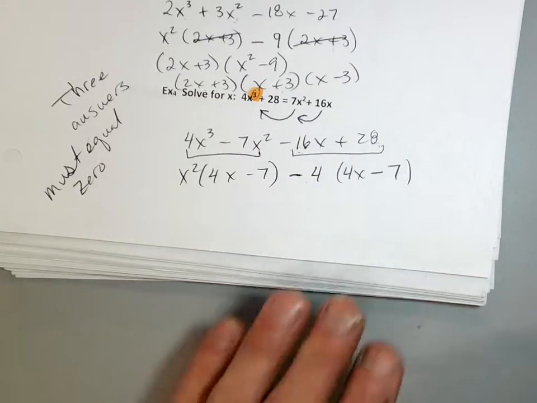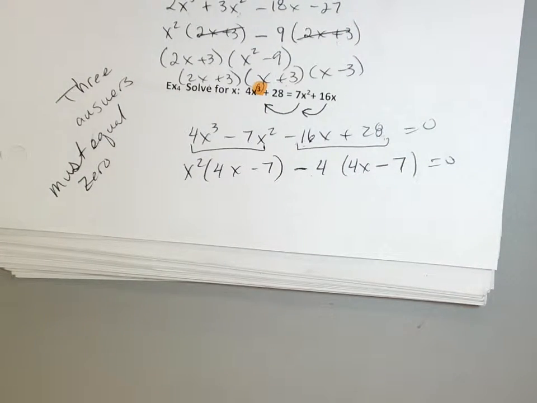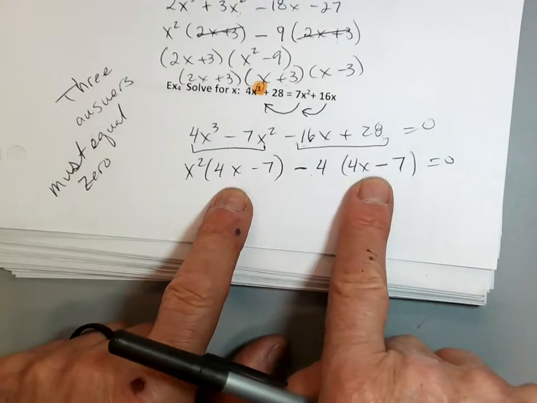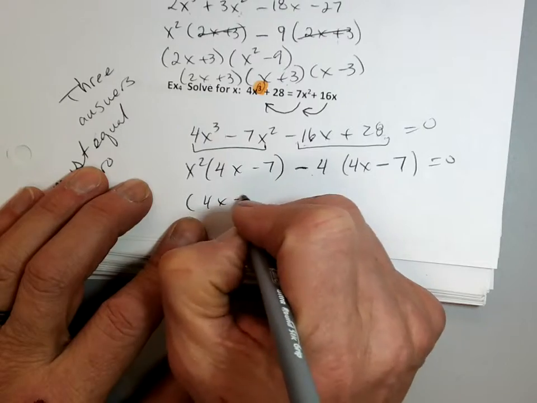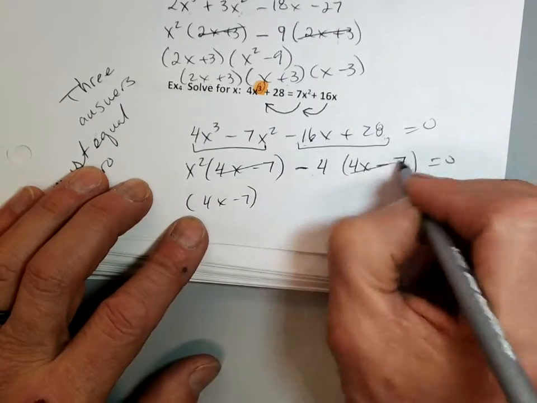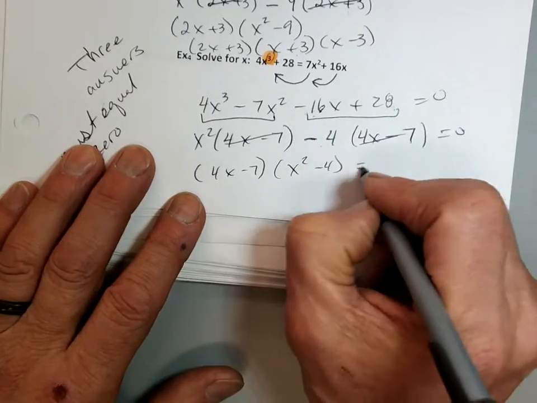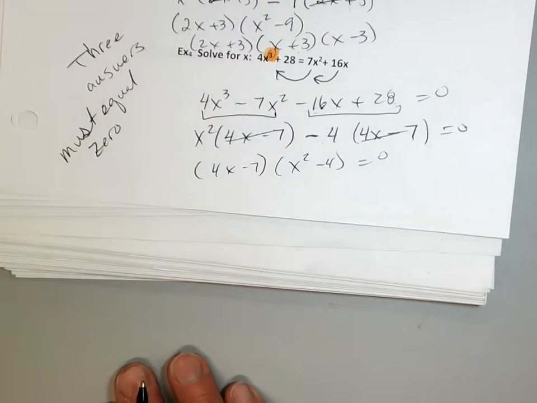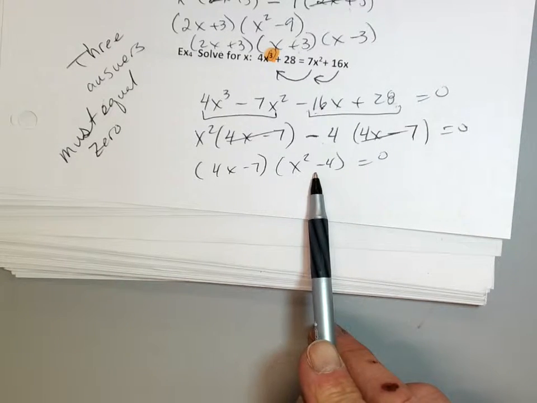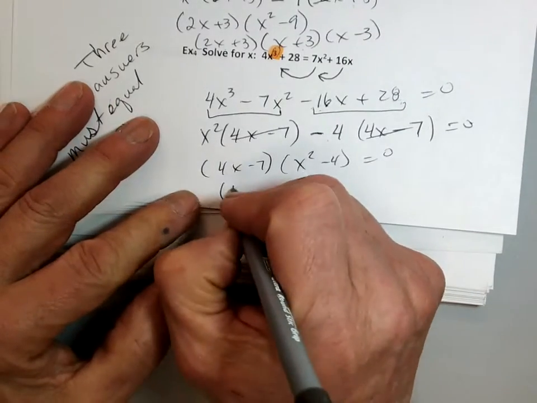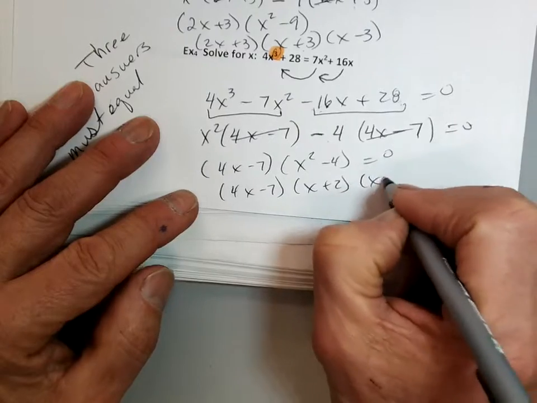Okay, we're not done because it still equals 0. So I've got them grouped. The two groups have a parentheses 4x minus 7 in common, right? So we go parentheses 4x minus 7. What's left over? x squared minus 4. But I'm not done. I'm not done because I can factor x squared minus 4 again, can't I? So let's go 4x minus 7, x plus 2, x minus 2. You guys okay with that?